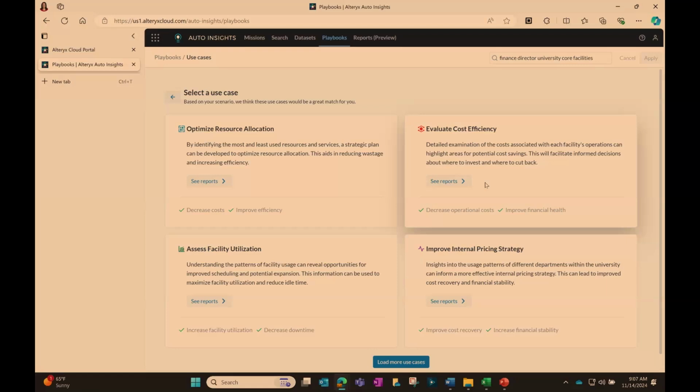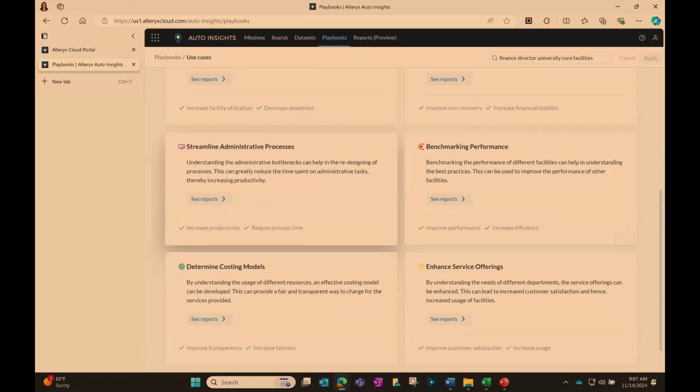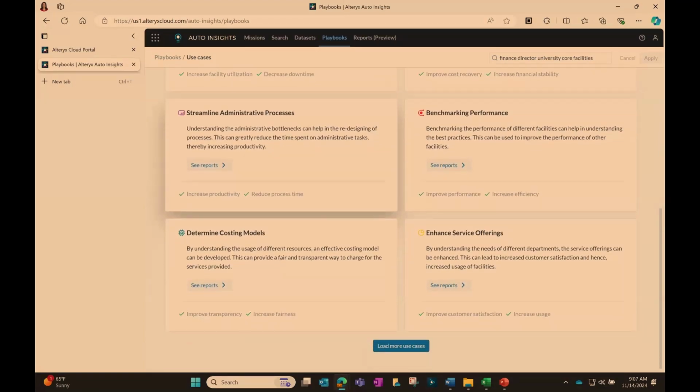Let's look at a few more. I want you to know you got some choices here, Rebecca, of what we can do. So it's cranking, it's going to go out and get me some more. I'm going to let it go. And you can see it even tells me, while it went for more, it's giving me a description of what these possible use cases are for me and my role and what I care about. So I can benchmark performance, streamline administrative processes, determine cost models, enhance my service offerings. And look, it'll even keep going out and searching for more and more for me.